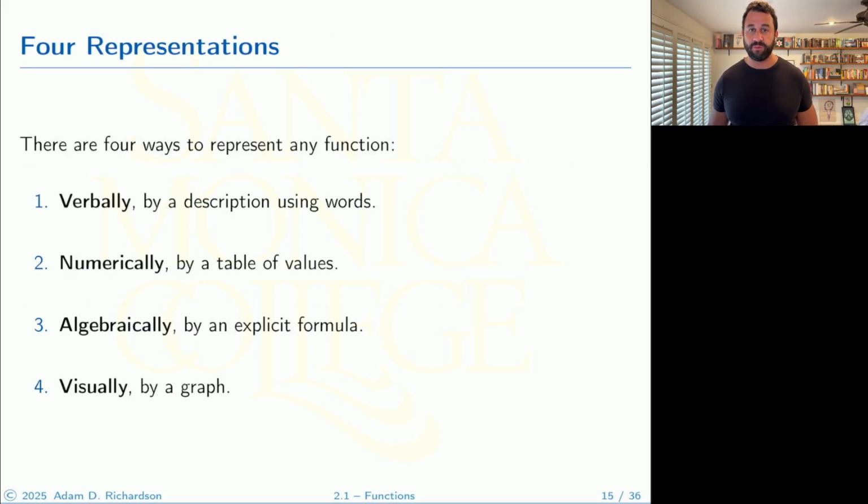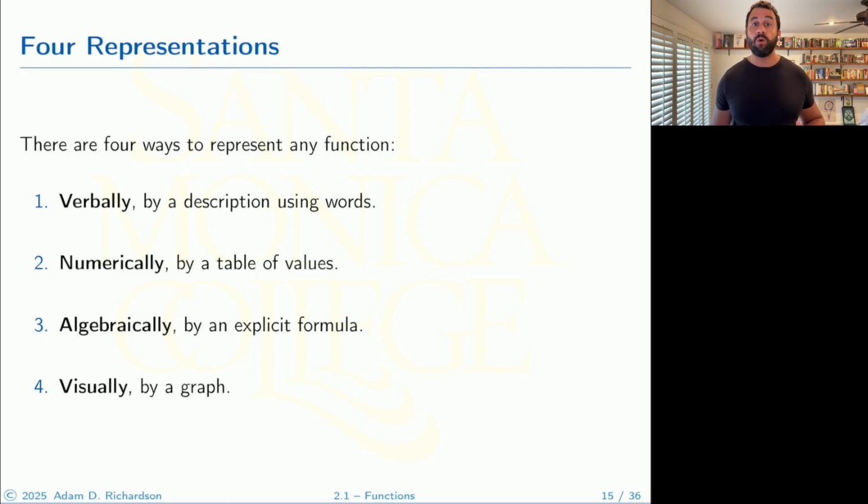Okay, so now let's talk about some representations of functions. There are four ways that you can represent any function. Verbally, using words, a description: multiply by three, then add one. You can describe a function numerically using a table of values. This is literally having a table that says what goes in and what comes out. That's a way of describing it.